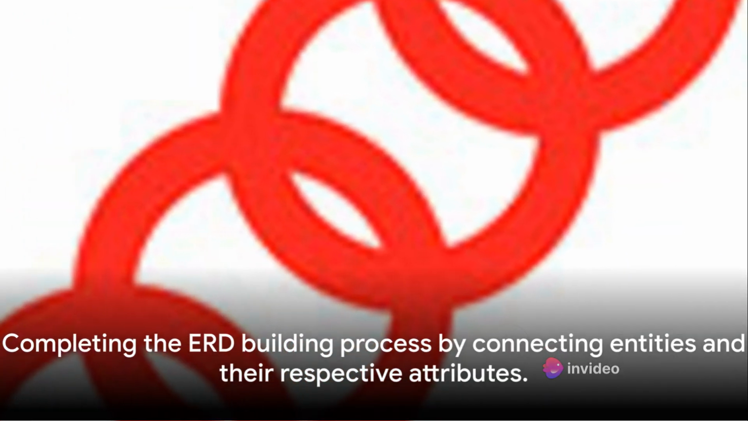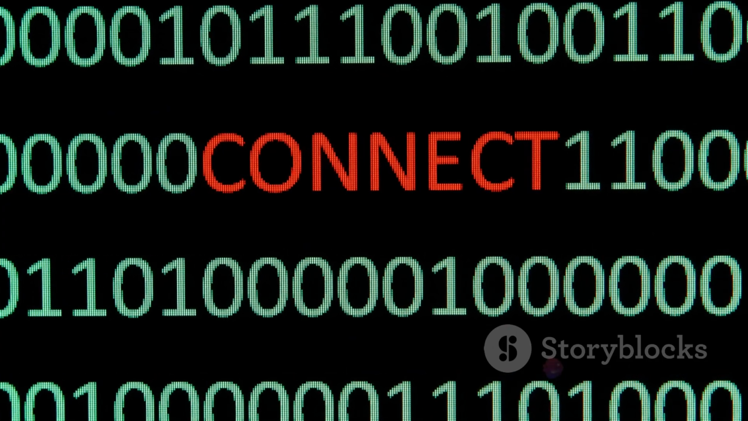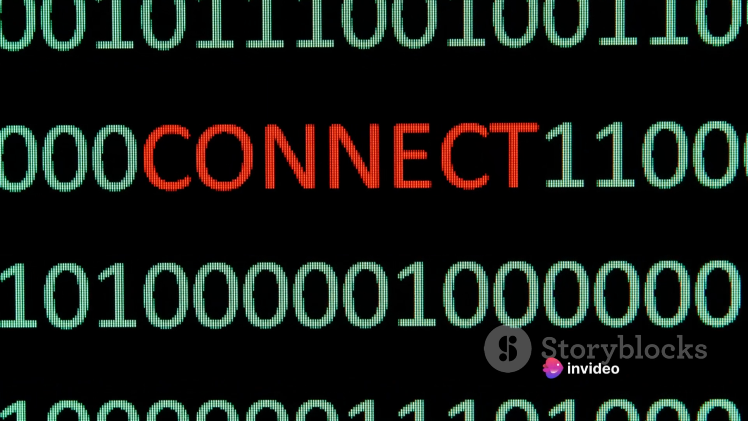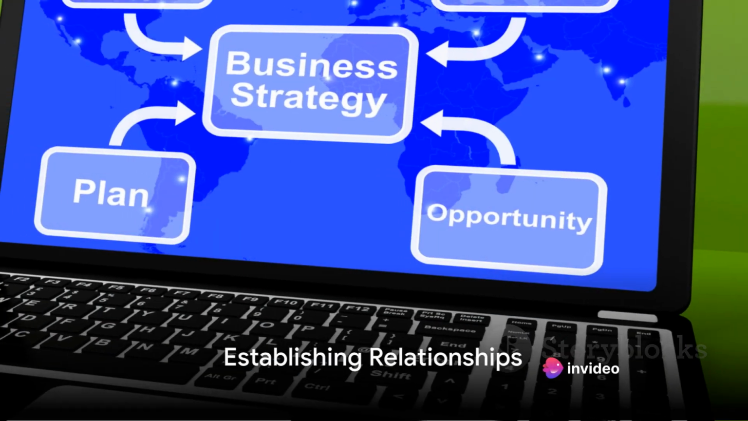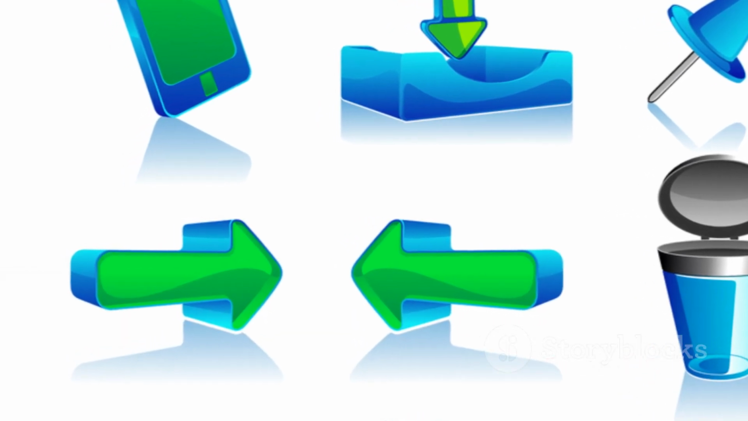So if you have an entity called Customer and another called Order, Customer might have attributes like name and address, and Order could have order number and date. But what about relationships between entities? That's where the relationship shape comes into play again.